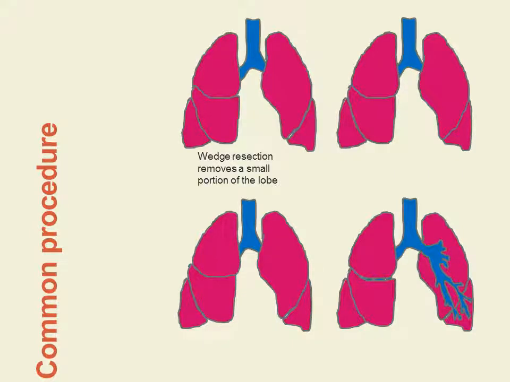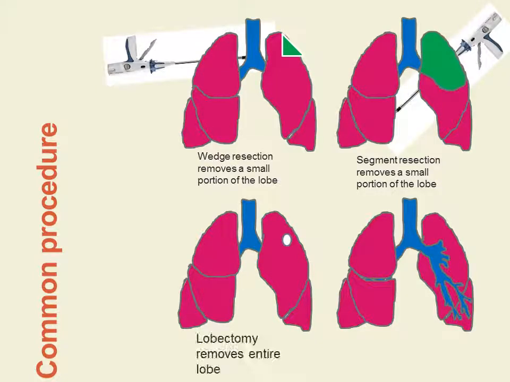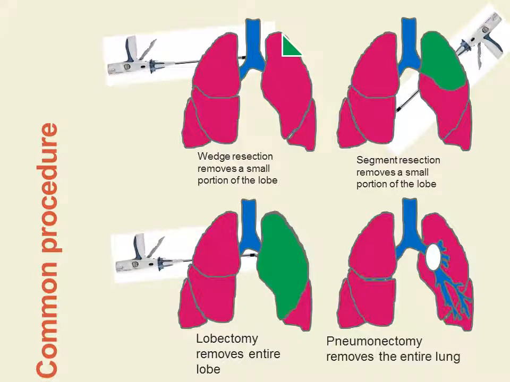A wedge resection removes a small portion of the lobe, and a segment resection removes a small portion of the lobe, and lobectomy removes the entire lobe, and pneumonectomy removes the entire lung. These are the common procedures.